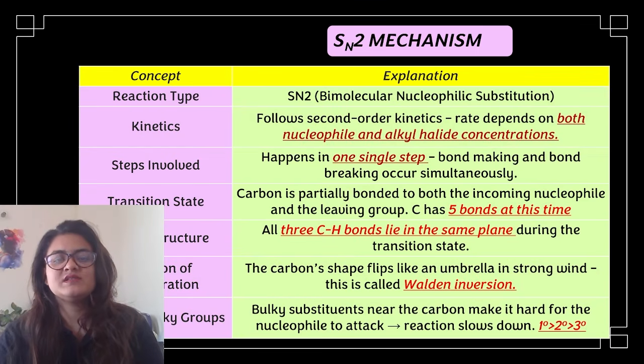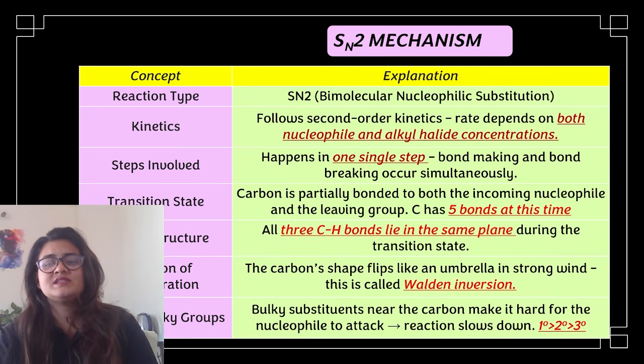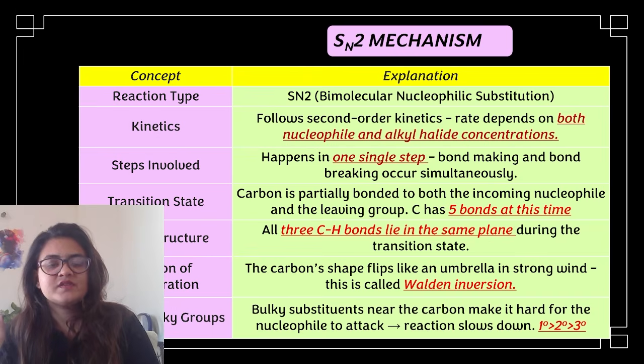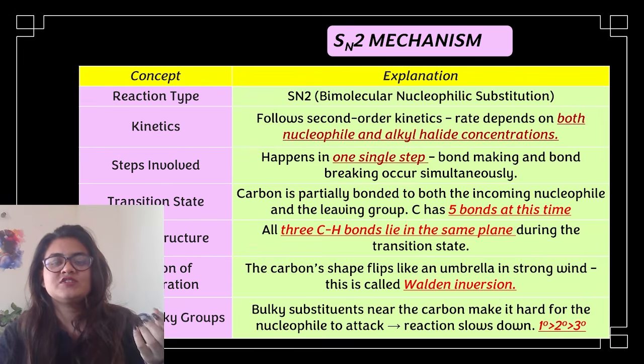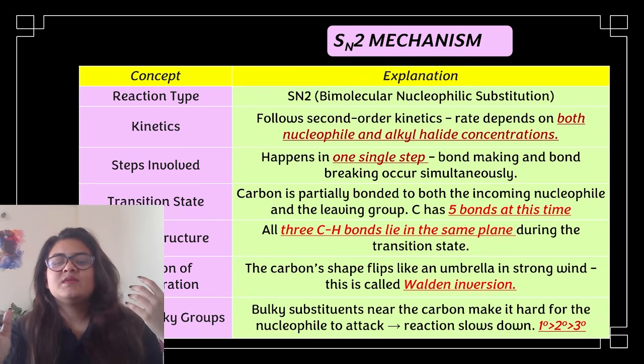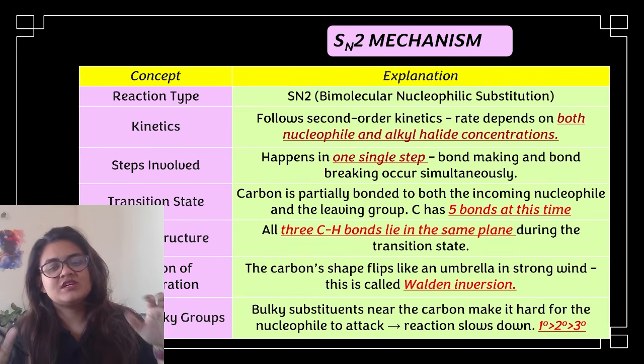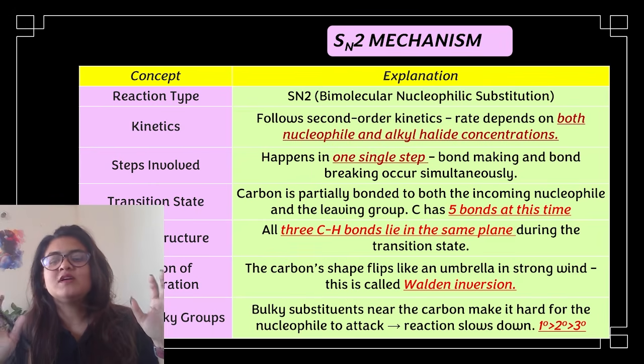The SN2 mechanism is a bimolecular nucleophilic substitution. Kinetics: it is a second order kinetics. Steps involved: one step. Transition state: definitely, as I told you, a penta-coordinated transition state. In the transition state, the carbon will have 5 bonds. The carbon structure will be normal, with the 3 carbon-hydrogen bonds lying in the same plane during the transition state. Inversion in configuration will be shown, that is called Walden inversion.